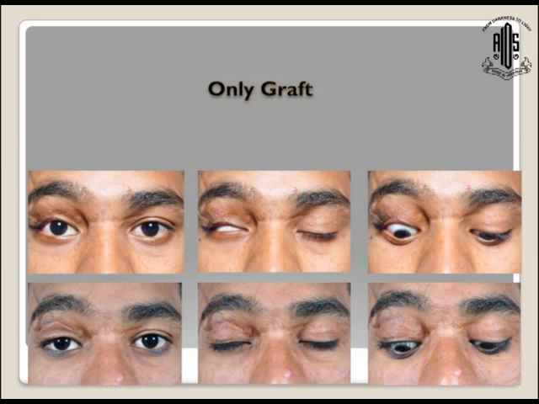This is a patient who has undergone a skin graft for cicatricial ectropion, and you can see over here these are pre-operative pictures where you see that there is lagophthalmos on closure of the eyelid and downgaze lid lag, which improves substantially following grafting of skin.